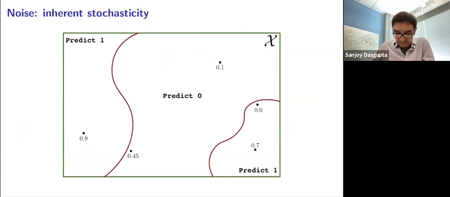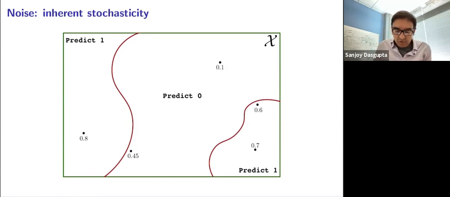So what do we mean by noise? And what do we need for denoising? By noise, what is meant here is inherent stochasticity. And so let me just explain that.